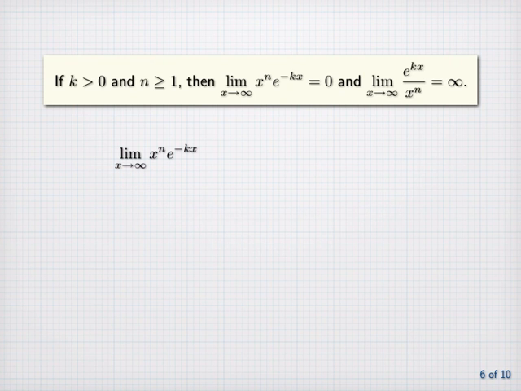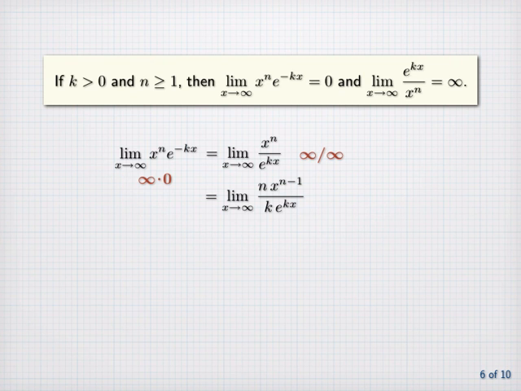So let's look at the limit as x goes to infinity of x to the n times e to the minus kx. Note that the first factor goes to infinity and the second factor approaches 0 as x goes to infinity, so we need to rewrite this either as an infinity over infinity form or a 0 divided by 0 form. The most natural thing to do here is to rewrite e to the minus kx as 1 over e to the kx, and now we have an infinity divided by infinity form. Now one application of L'Hopital's rule here gives us the limit as x goes to infinity of n times x to the n minus 1 divided by k times e to the kx.